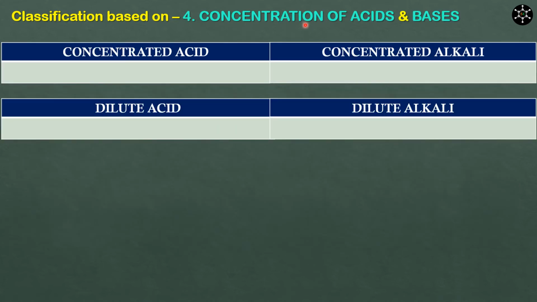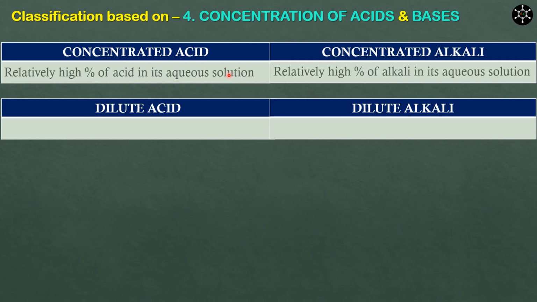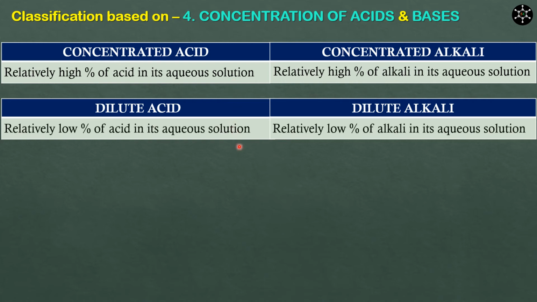Based on concentration, we have concentrated acid and dilute acid. Similarly, concentrated alkali and dilute alkali. Concentrated means we will have relatively higher percentage of acid or base in the aqueous solution. Dilute means we will have relatively lower percentage of acid or base in the aqueous solution.